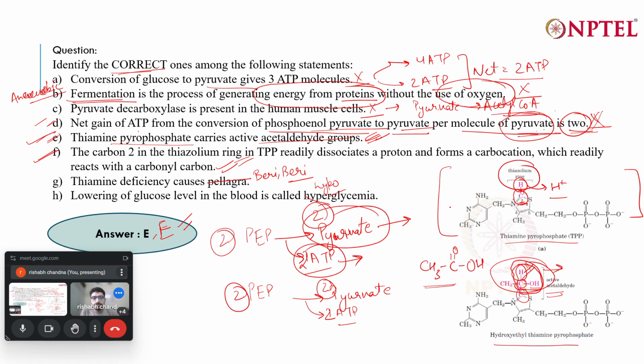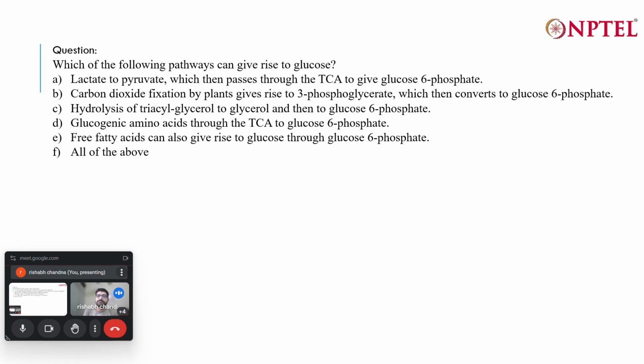Okay, so the explanation is clear. Okay, sir. Yes, so let's move on to the next question. So, which of the following pathways can give rise to glucose? So, what can be the correct answer?